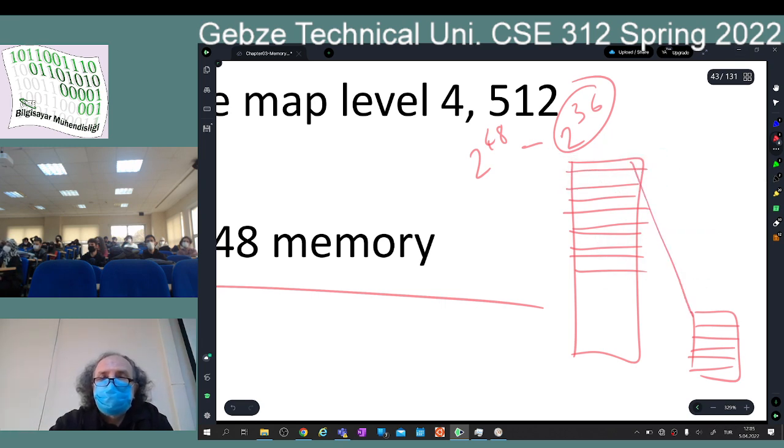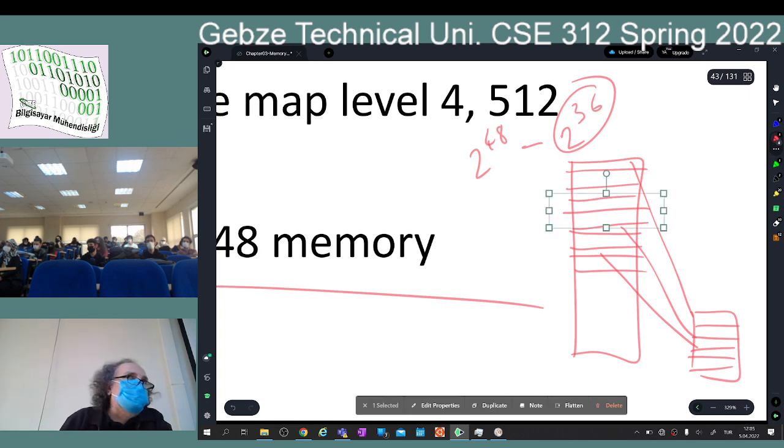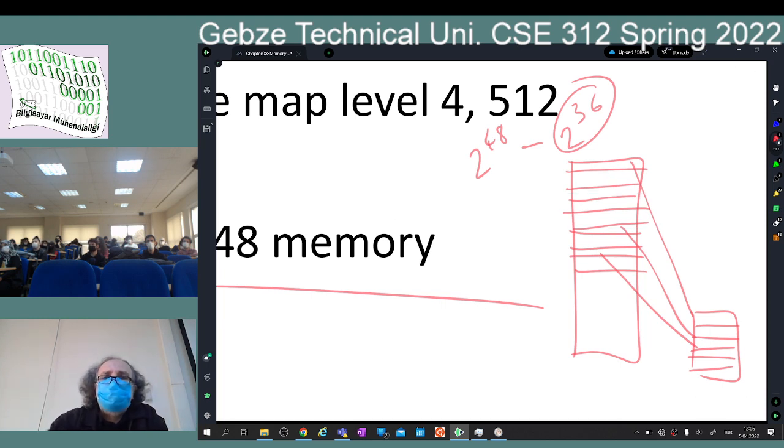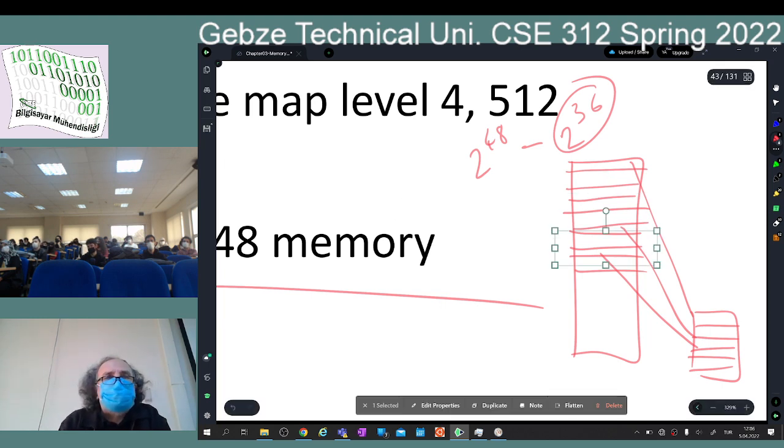Okay, pointers and pointers and pointers, and most of this page table will be empty. Most of this page table will say that I don't have this in memory. So they are all invalid. Okay. Some people say that, well, this is too inefficient. Why are we keeping them like this? This is like a sparse array, right? To keep these kind of sparse arrays, do you have any idea from data structures course?